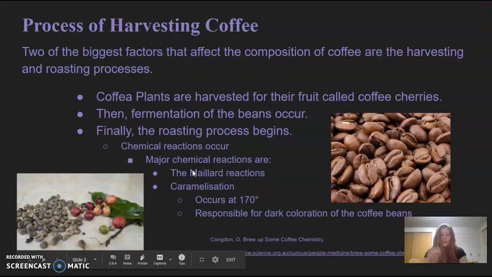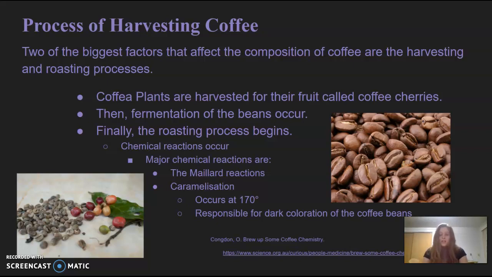According to Australian Academy of Science, two of the biggest factors that affect the composition of coffee are the harvesting and roasting processes. To begin, coffee plants are harvested for the fruit called coffee cherries. These beans then undergo the process of fermentation in which the outer layer of the coffee cherries is either removed or dried off. Following this fermentation process, the roasting process then occurs. During this roasting process, there are chemical reactions that occur. The major ones are the Maillard reaction and caramelization.